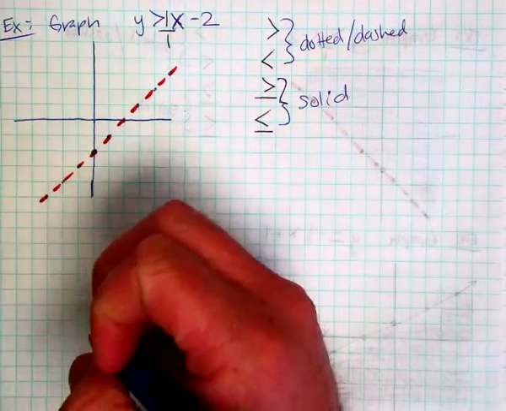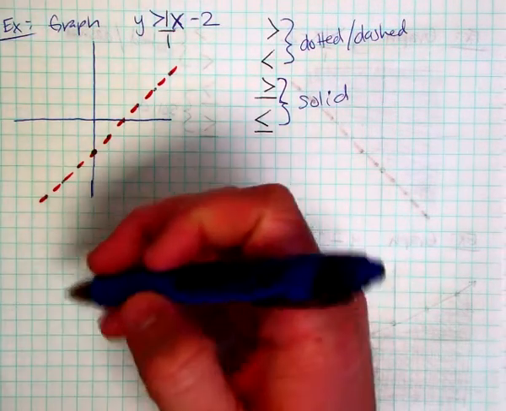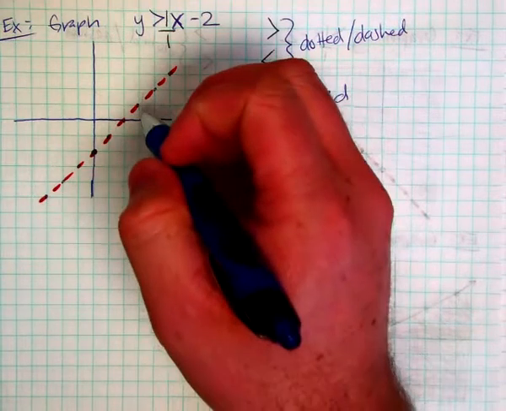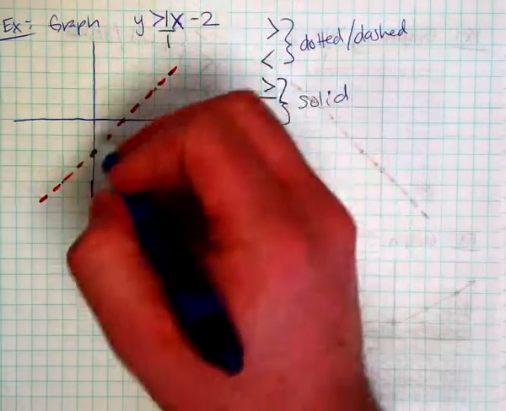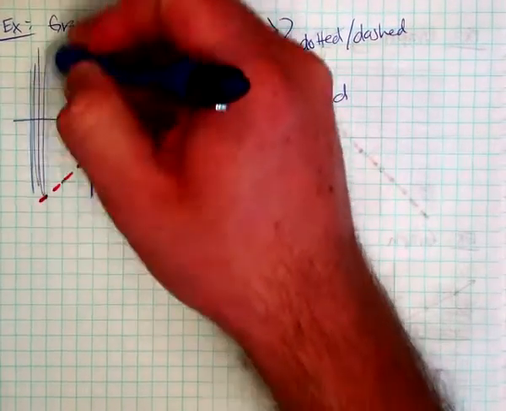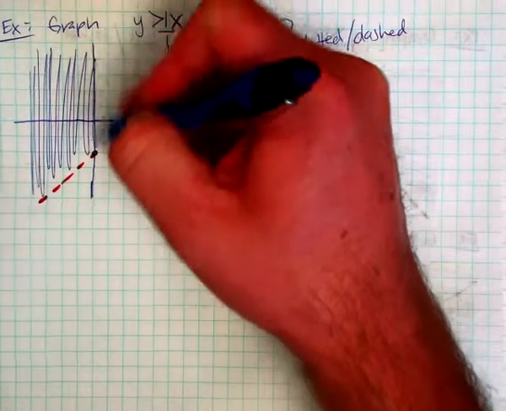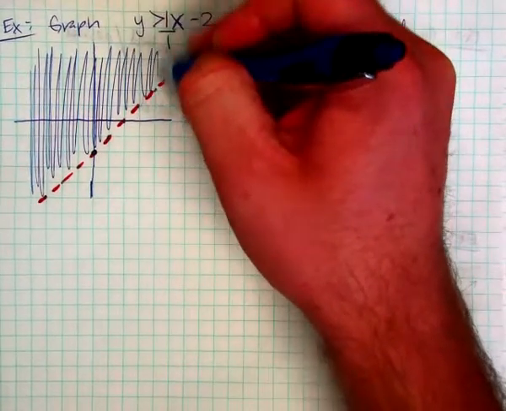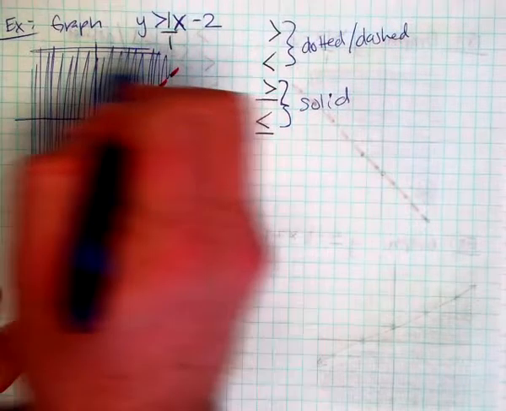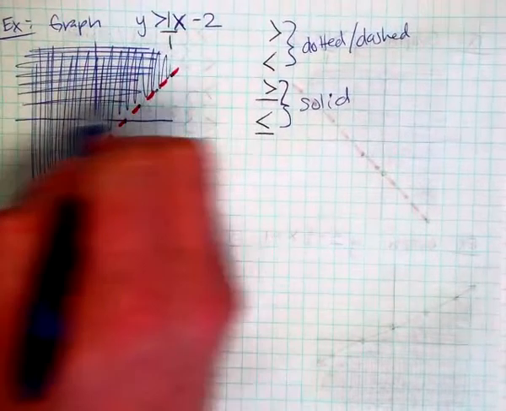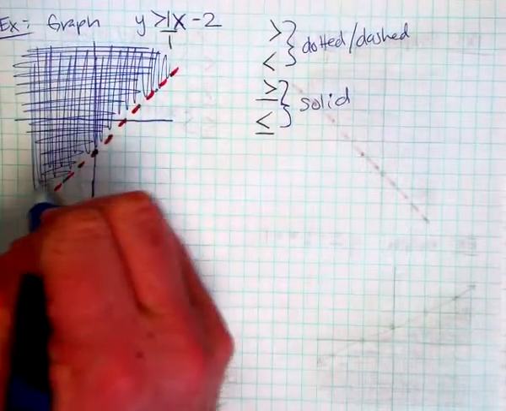Here's how you show that. You're going to shade this in. I don't care how neatly or sloppily you do it, as long as it covers everything it needs to cover. Every single point on the graph above the line that I just drew is a solution to this inequality. So I'm going to shade every last little bit of it in.